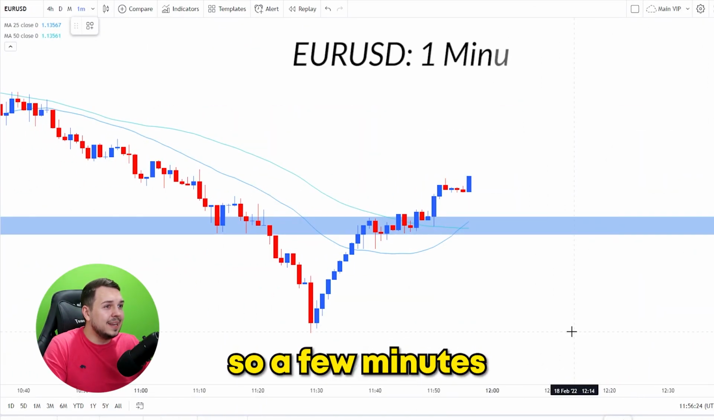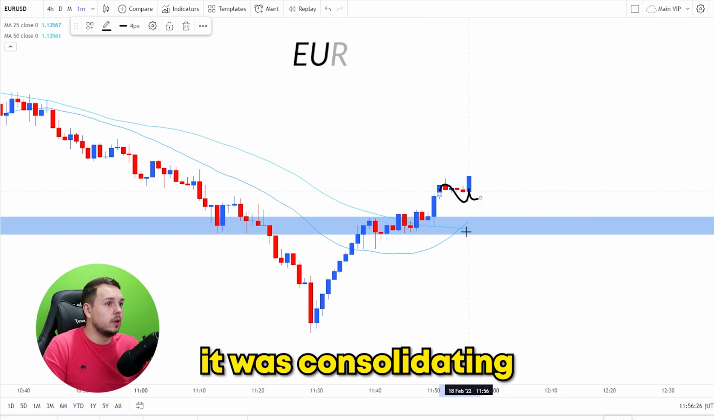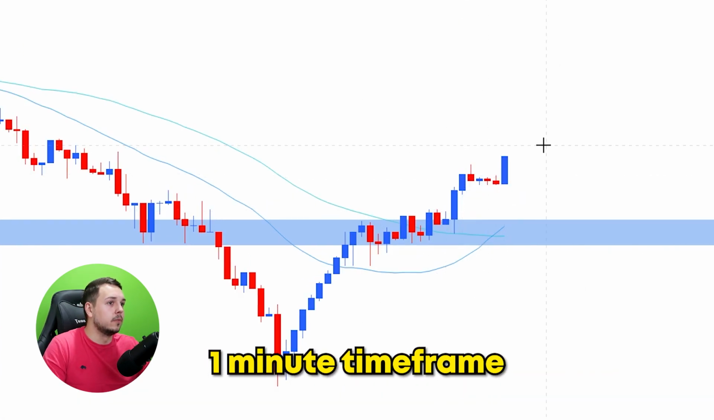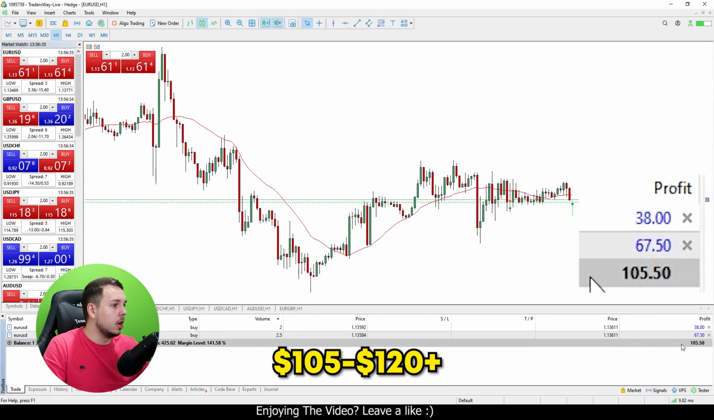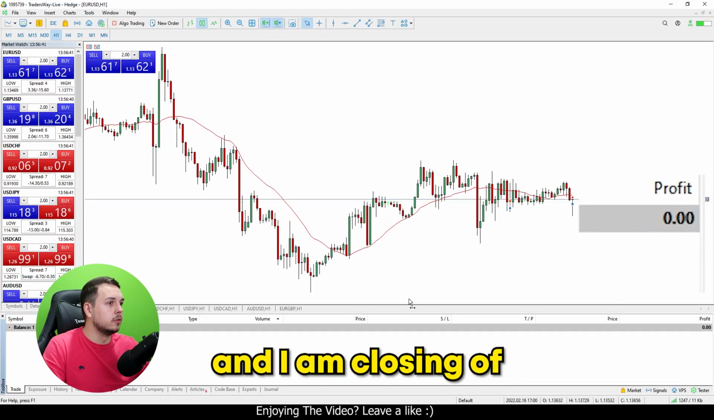All right, so a few minutes has passed. As you can see, it was consolidating a little bit on the 1 minute time frame, but we are seeing a nice bullish candlestick, which is amazing. And if we have a look over here, we're currently $105, $120 in profit, which is pretty damn good. And I'm closing off these trades.